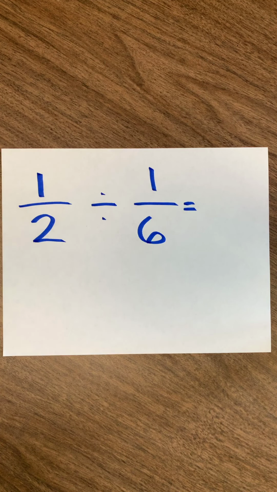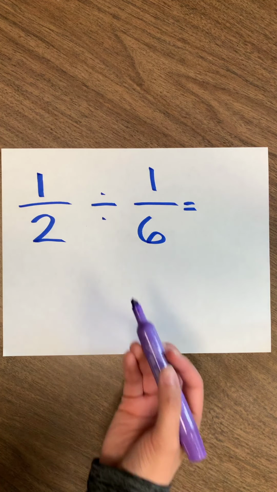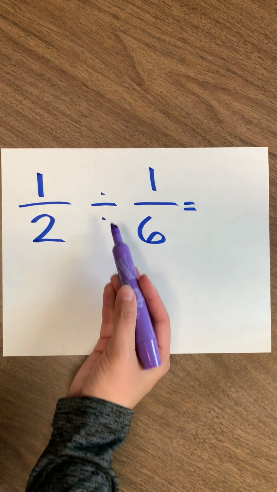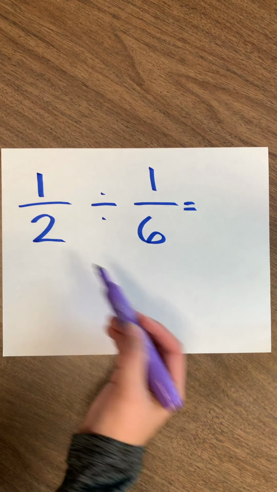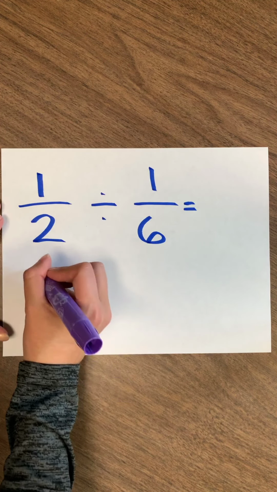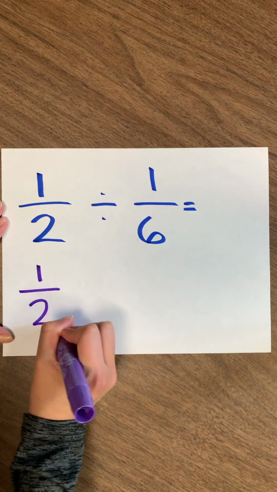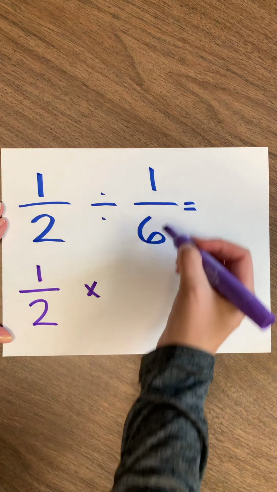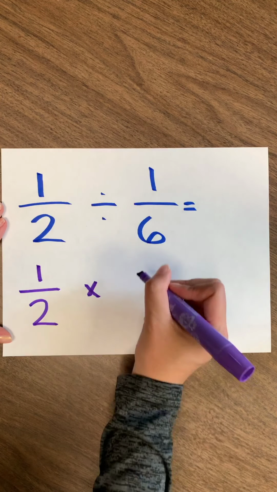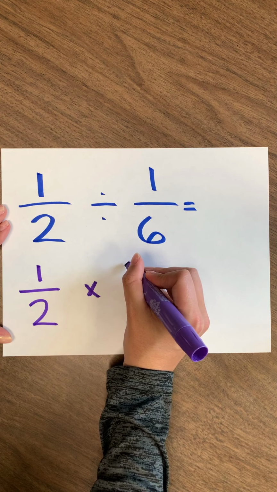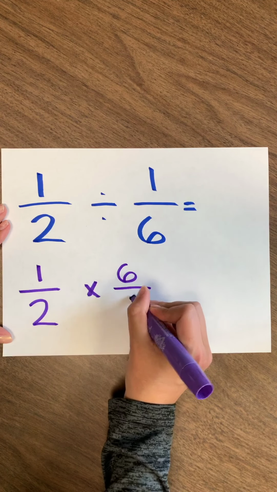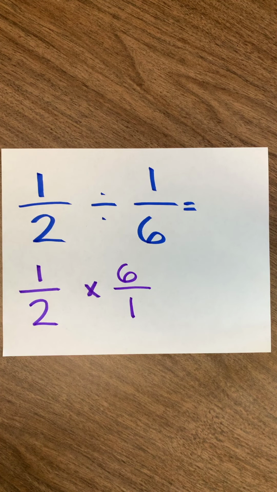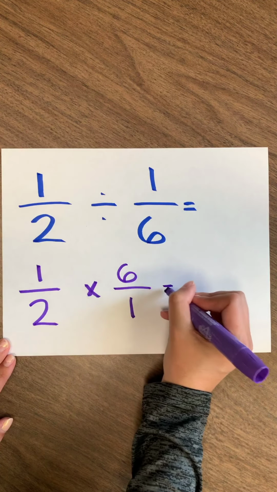So 1/2 divided by 1/6. So when you divide two fractions, the trick is to change it to a multiplication problem when you multiply by its reciprocal. So the first fraction we leave alone. We're going to change it to a multiplication problem, but we're going to multiply by 1/6 reciprocal. And we do that by flipping the numerator and the denominator. So it becomes 6/1.